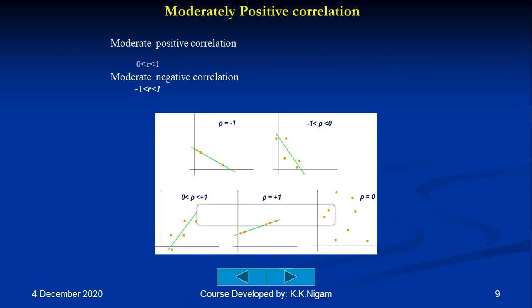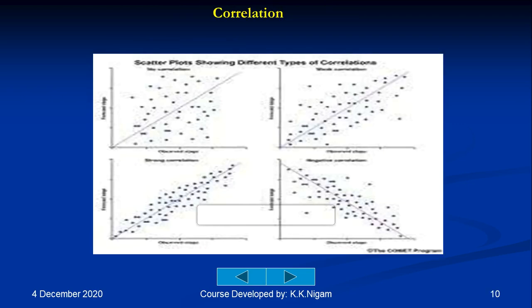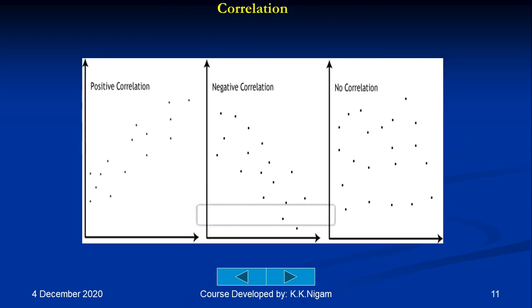Now moderate positive correlation ranges between 0 and 1, right? Similarly, moderate negative correlation ranges between -1 and 0. And again you can see the graph which clearly depicts that. Again there is a further graph on that, which makes it clearer. This again is a positive correlation, negative correlation, then no correlation.